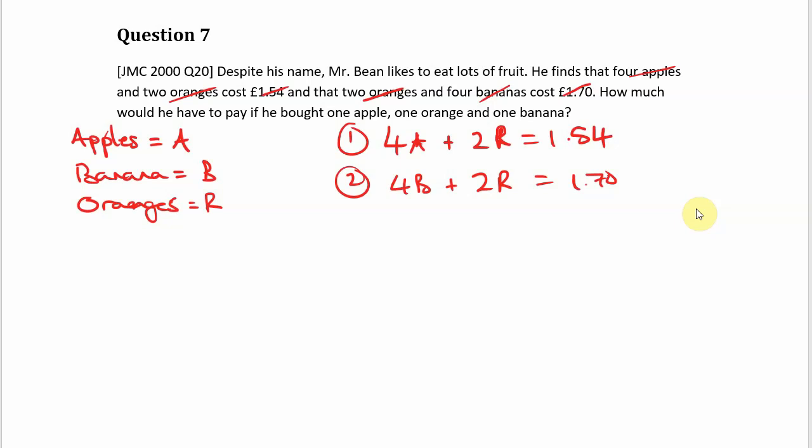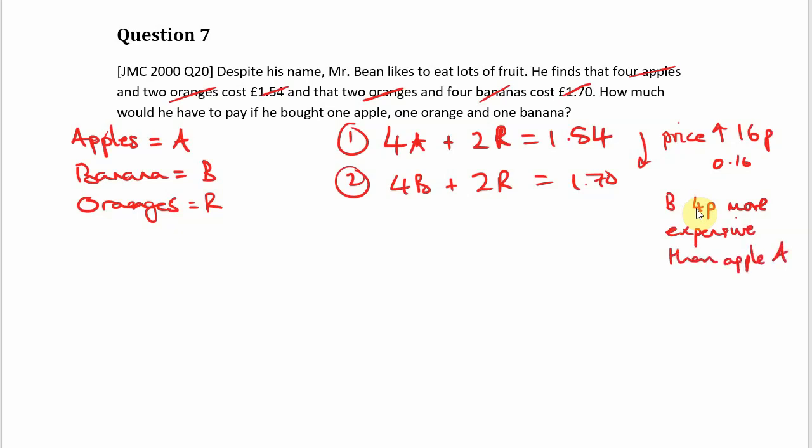So I'm going to think about this just a bit logically. I'm going to think, well, what is my change in price? Well, my price goes up by 16 pence, or I can call that £0.16. And the only difference in what I've bought is I've bought bananas instead of apples. So I know buying 4 bananas instead of 4 apples has increased my price by 16 pence. So from that, I can figure out that a banana is 4 pence more expensive than an apple, A.